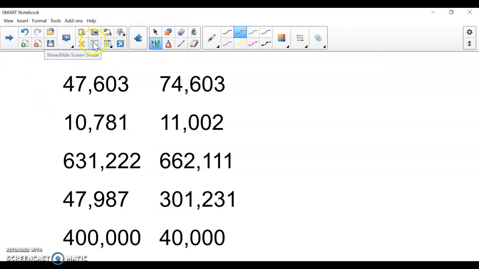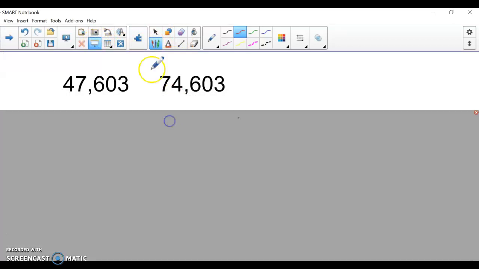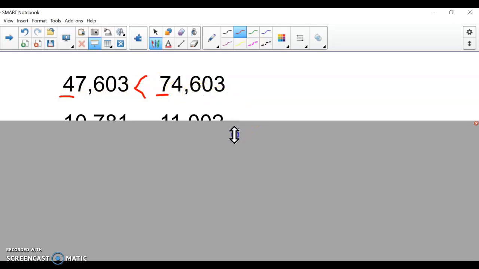Let me block some of this so it's not so many numbers at once. Okay. Let's start in our largest place value. For now, that happens to be our 10,000s place. 4 in the 10,000s. Whoa, right away, that was an easy one. So 40,000 is less than 70,000. So I know I'm going to use my less than symbol. I would say 47,603 is less than 74,603.